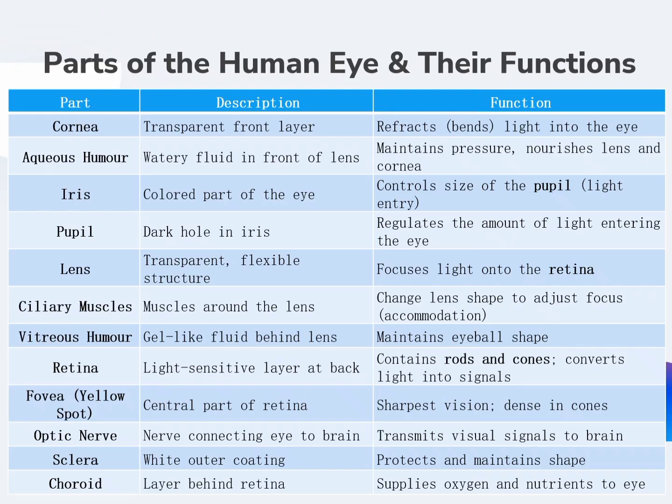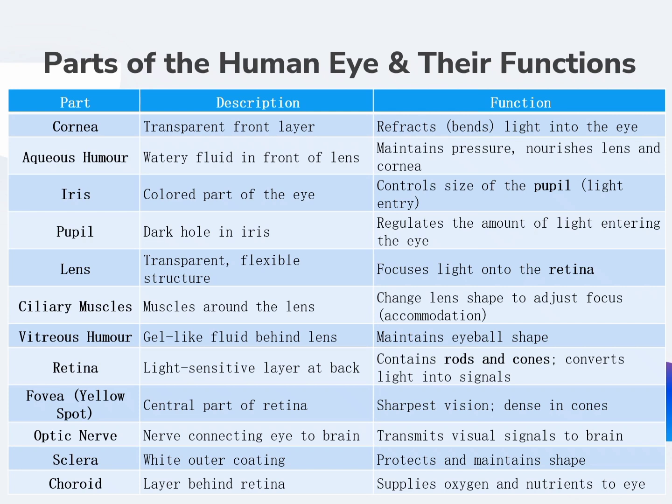Parts of the human eye and their functions. Let's break down the different parts of the human eye and understand their functions. The cornea is the transparent front layer that refracts or bends light into the eye. Aqueous humor is the watery fluid in front of the lens. It maintains pressure and nourishes the lens and cornea.